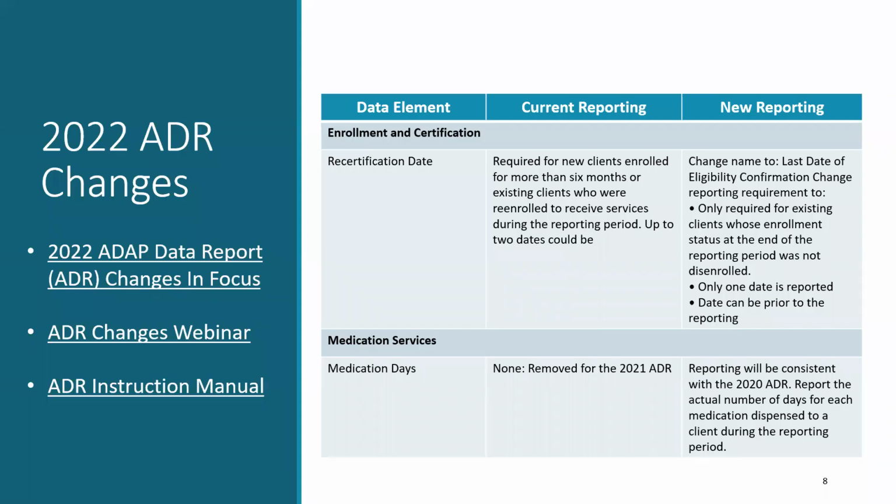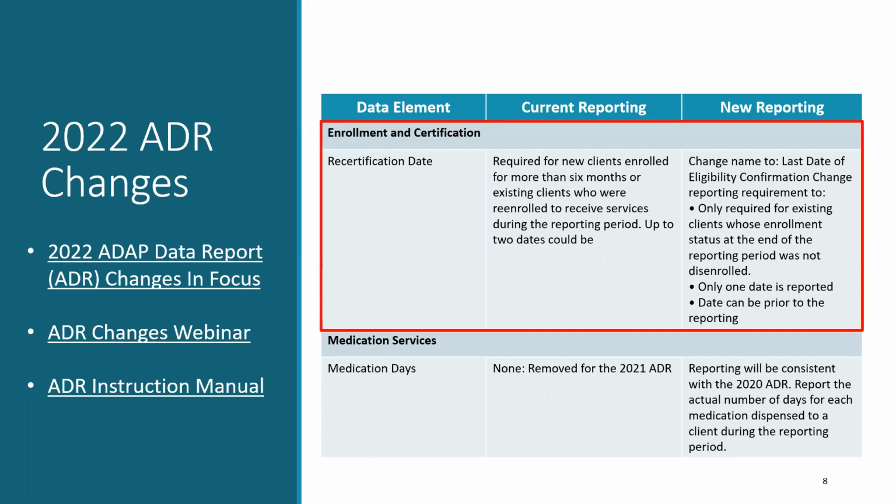Here we have resources to help assist you with the 2022 ADR submission. I hope that all of you are aware by now that there are two changes in the reporting requirements for the client report. The data element recertification dates has been changed to last date of eligibility confirmation. It is required for all existing clients whose enrollment status as of the end of the reporting period was not disenrolled. Only one date, the most recent date, should be reported.